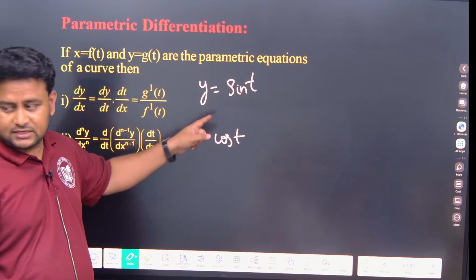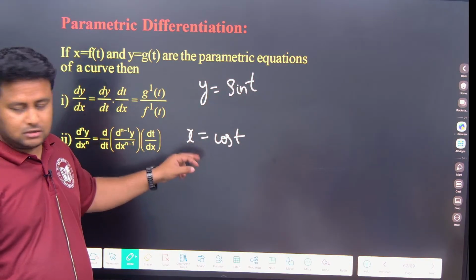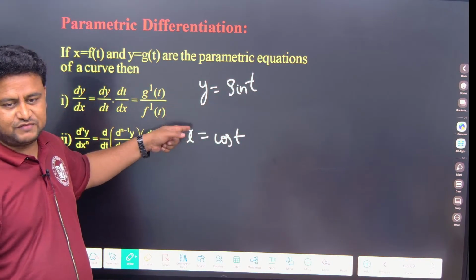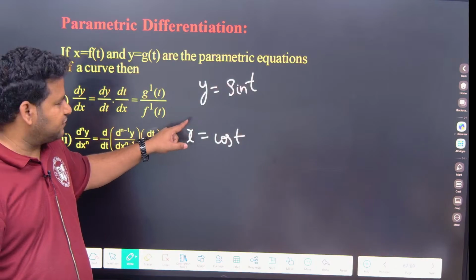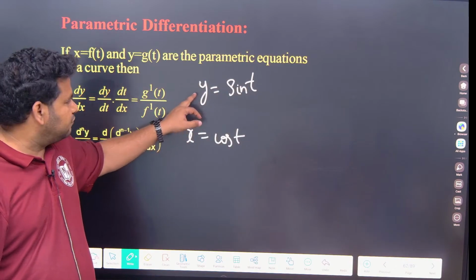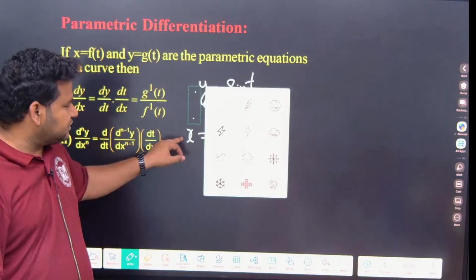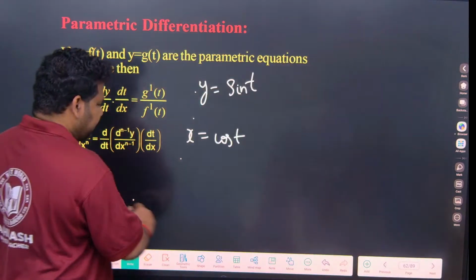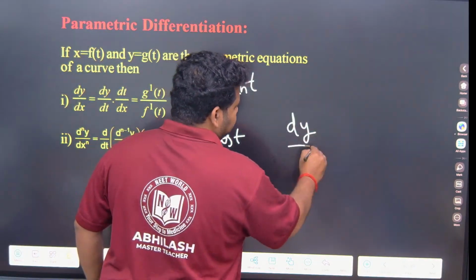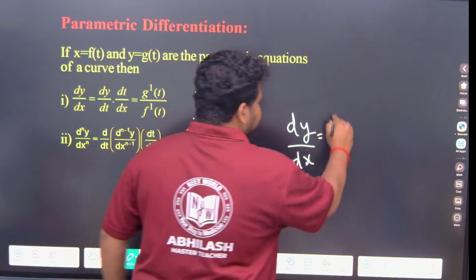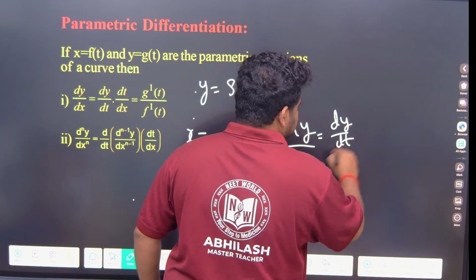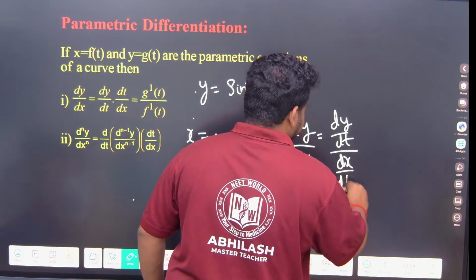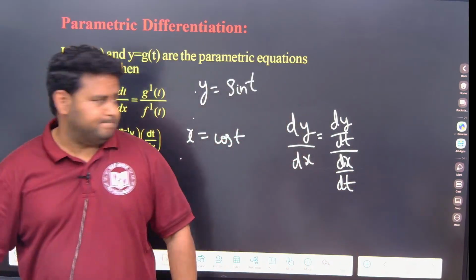Y is equal to sin t, x is equal to cos t. So we are talking about parametric differentiation. First what we have to do is differentiate y with respect to t, and differentiate x with respect to t. We want to find dy by dx, which means dy by dt divided by dx by dt.